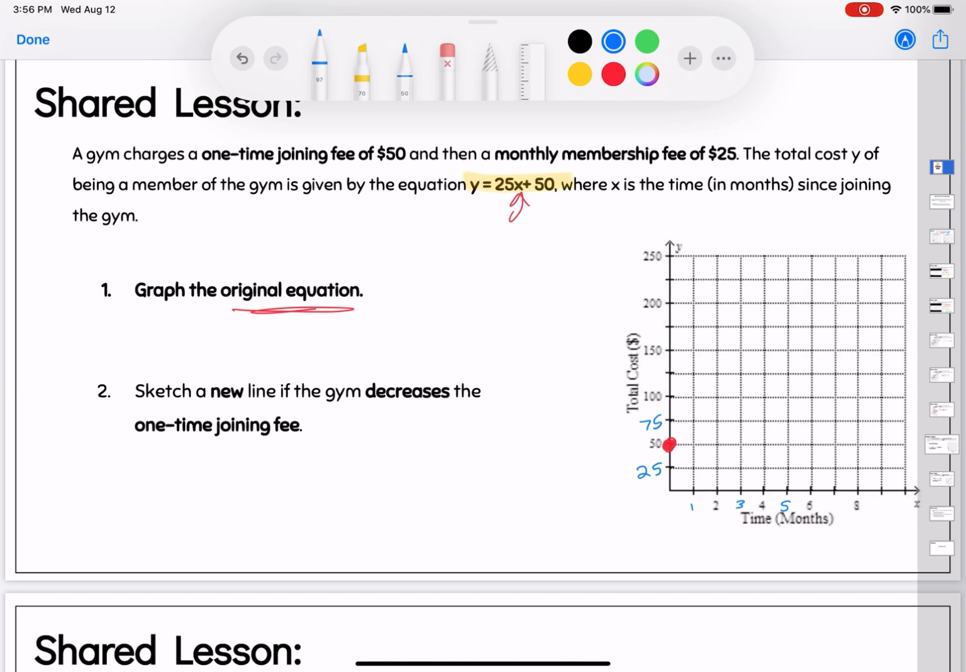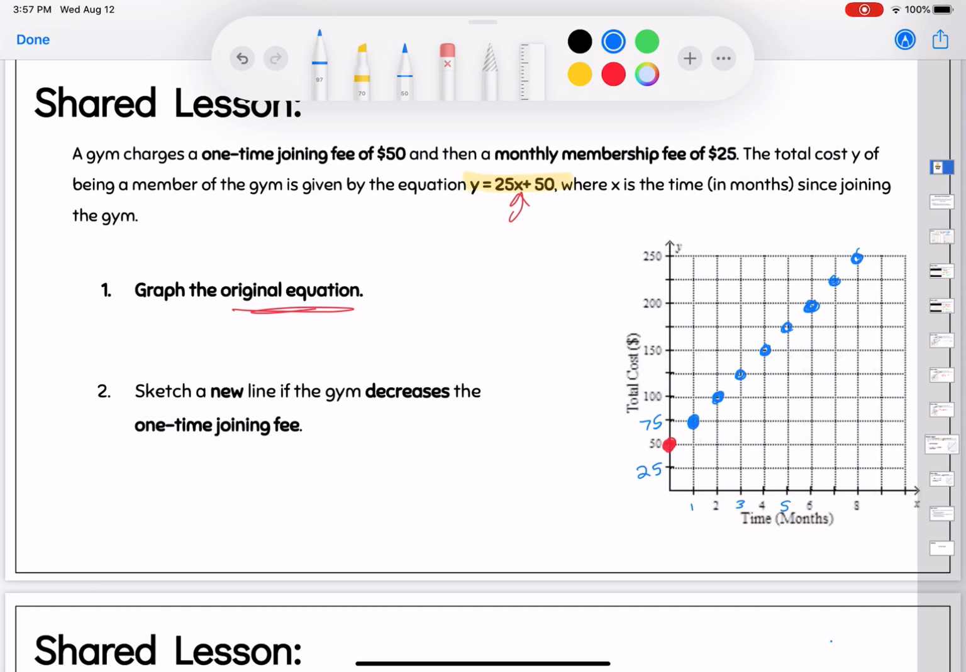So just to make sure that you really catch the scale of that graph. So if I want to go up 25 for every month, that means that the next month, at month 1, it's going to be $75. At month 2, it's going to be 100, and so on, and so on, and so on, right? So we should be able to draw that line.